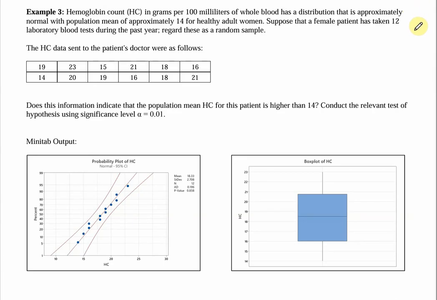So, alright, suppose that a female patient has taken 12 laboratory blood tests during the past year, and we're going to treat those like a random sample. So we have a sample size of 12, not very big, not big enough for the central limit theorem there. Then what we're looking for: does this information indicate that the population mean hemoglobin count for this patient is higher than 14? So we're looking for evidence of this right here, and that would imply that we're going to have a one-sided alternative, specifically one with a greater than in it. And then we're going to use alpha 0.01 again.